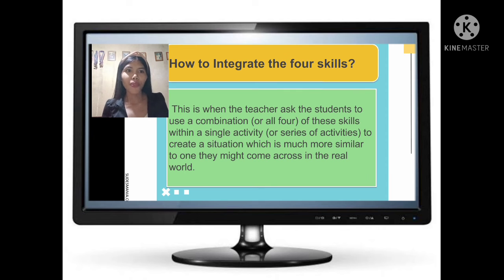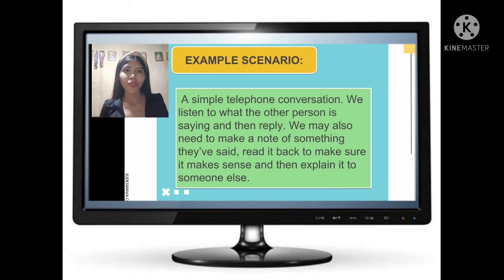So, of these skills, a single activity or series of activities can create a situation which is much more similar to one they might come across in the real world. So, the teacher must integrate these 4 skills in the teaching and learning process. It is very imperative that in a certain activity, the teacher can integrate these 4 skills for effective learning. So, let's take a look at this scenario.